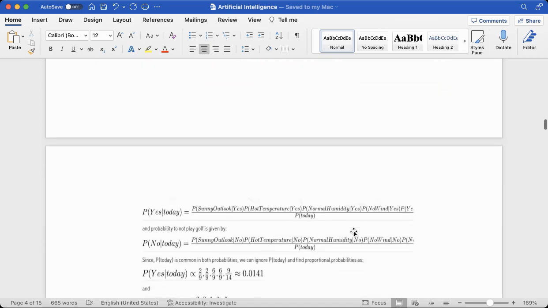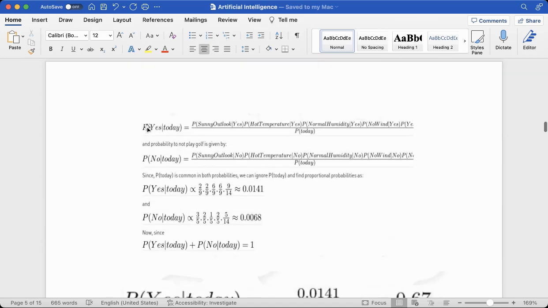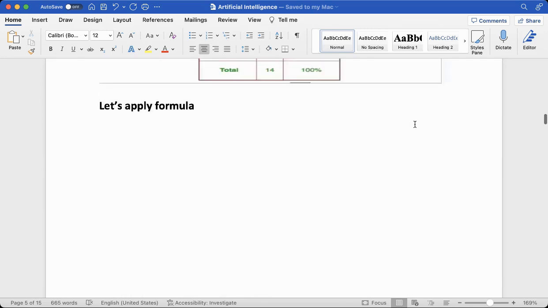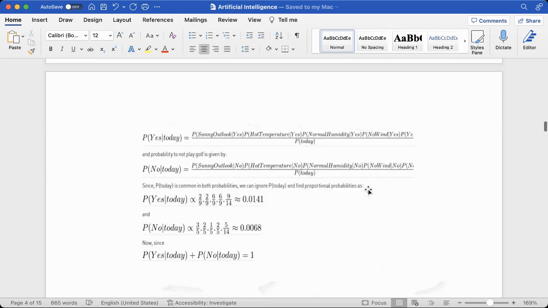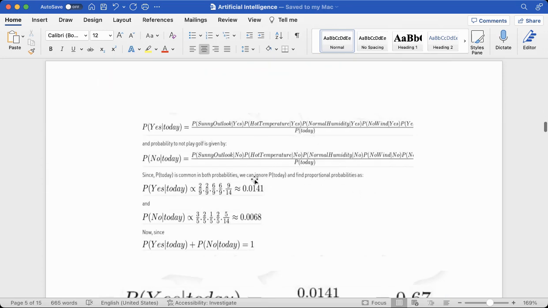So when we put the formula in the case of P(yes | today), today means if we talk about the today: P(sunny outlook | yes), and P(hot temperature | yes), P(normal humidity | yes), and P(no wind | yes), and if we have another humidity then yes, the same like this, and divided by P(today).